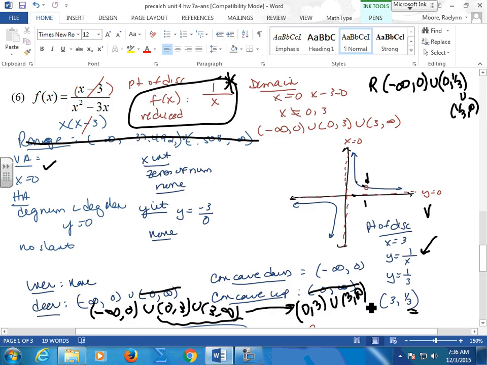Your domain, did I get the right domain here? Yeah. Your domain and your increasing, decreasing, concavities should all tie in. They should all be complete. By the time you go through all your concavities, all your increasing, decreasing, you should have covered your whole domain. Your range, wait till the end, because we got to take out whatever points we find.